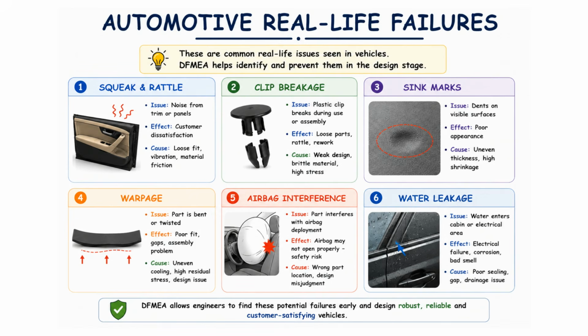First, squeak and rattle. This happens when parts vibrate against each other because of poor fitment, weak mounting, or material friction. Next, clip breakage. Plastic clips may crack because of high insertion force, weak material, or poor rib design. Then, sink marks. These are visible dents or depressions on plastic surfaces caused by uneven wall thickness or material shrinkage.